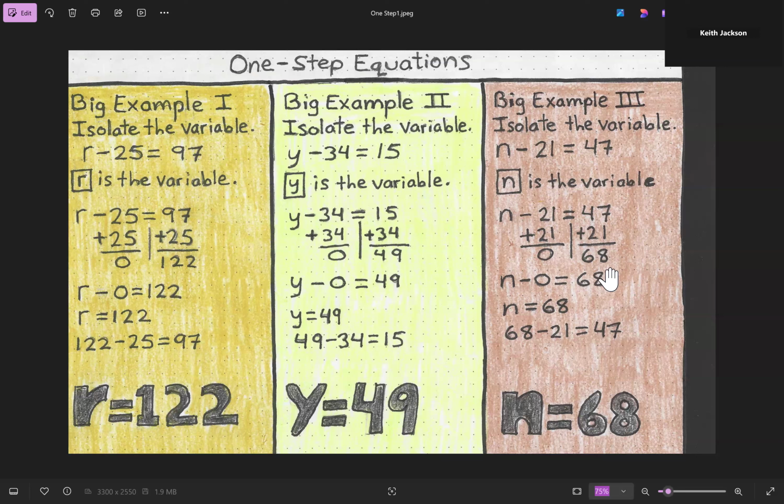And so when we do that, we have a 0 on this side, and we have 47 plus 21 will give us 68. And we have n minus 0, which will give us 68, which of course means that n is equal to 68. And when we plug 68 into the one-step equation, 68 minus 21 will give us 47. And we know for sure now that n is equal to 68.